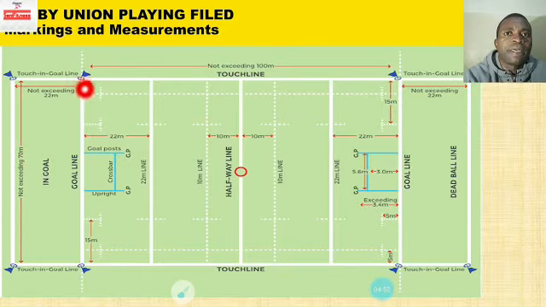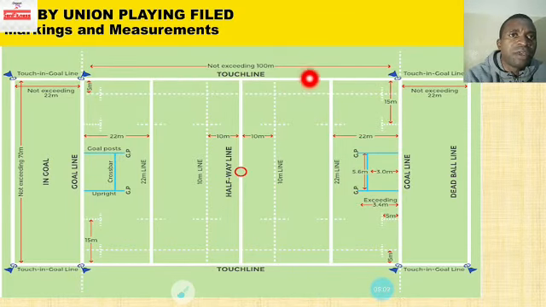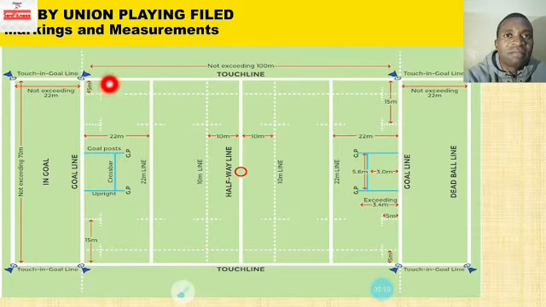Okay, then from one goal line to the other goal line, this part of the rugby field, this line which joins the two goal lines or the try lines, is referred to as the touch line. So take note that the other name for goal line in rugby is try line. So from one try line to another try line, that line which joins the two try lines is referred to as the touch line.